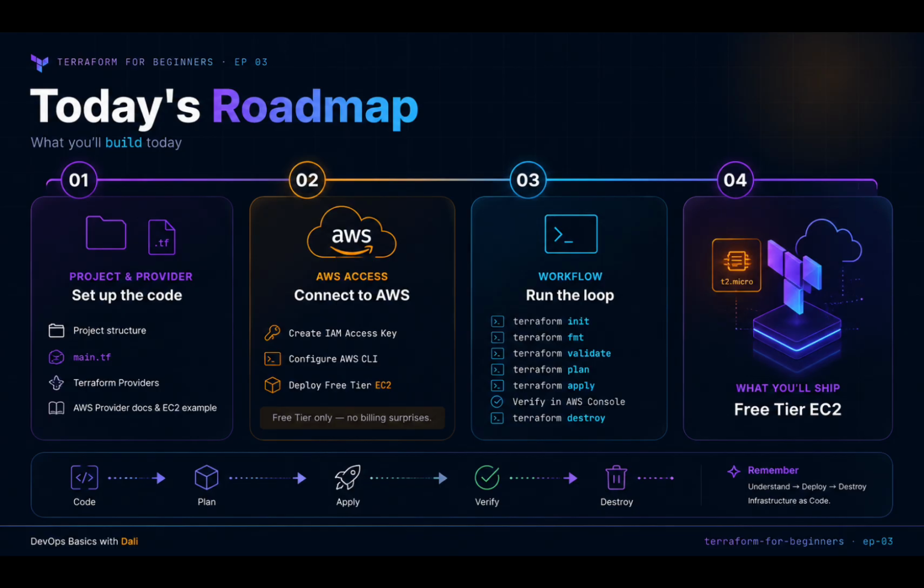After that, we'll create an IAM access key, so Terraform can authenticate with our AWS account. Then we'll return to the documentation, find the EC2 resource, and use that example as the foundation of our project. Finally, we'll run the complete Terraform workflow: init, validate, plan, apply, and destroy. And at the end of the episode, you'll clearly see why infrastructure as code is much more powerful than creating resources manually.